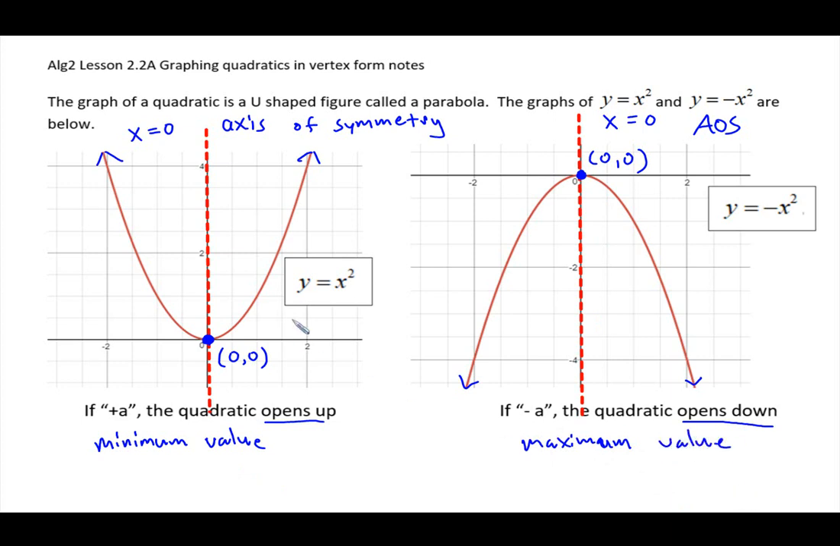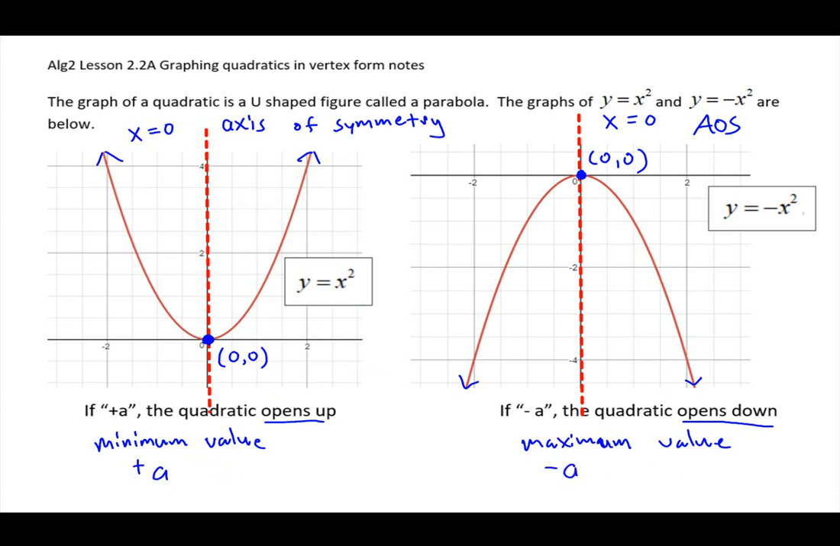If you think about it, what determines if a parabola opens up or down? Because that's what tells you if the vertex is going to be the lowest or the highest point. That's the a value. You will have a minimum value when a is positive. You will have a maximum value when a is negative.